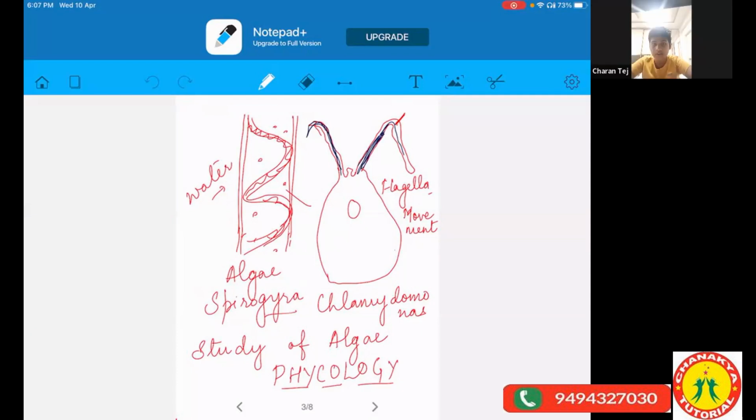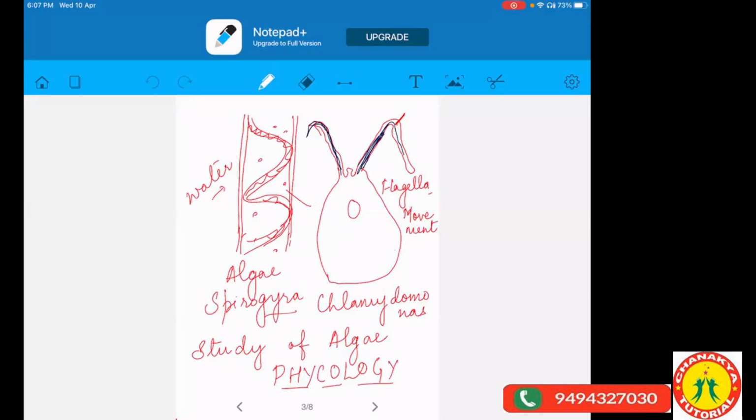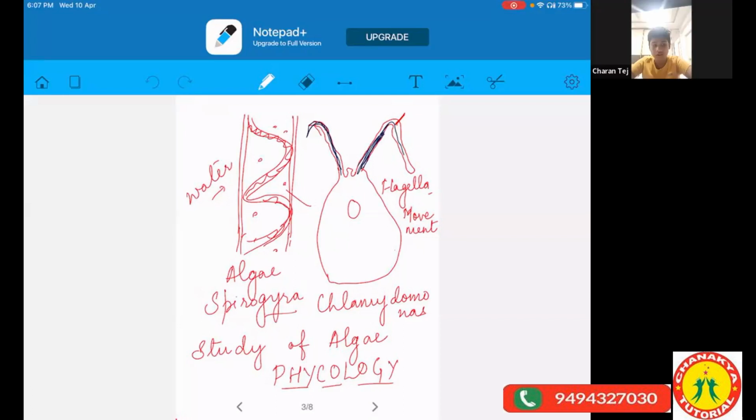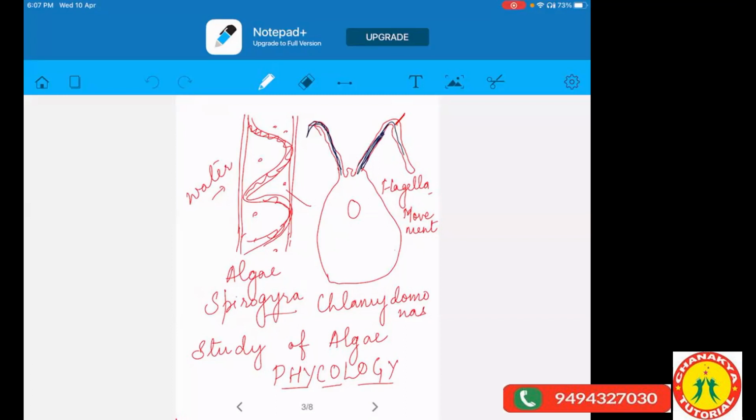Ma'am, how to preserve lemons for more days? Lemons for more days. You can cut the lemons and put them in vinegar. Or if you are making pickle, you can store it in oil. The number of days will increase for it.